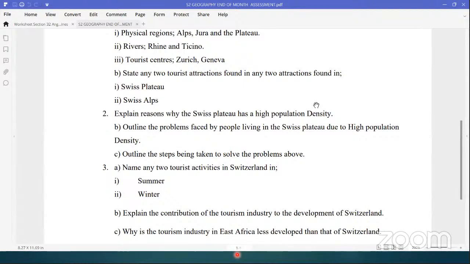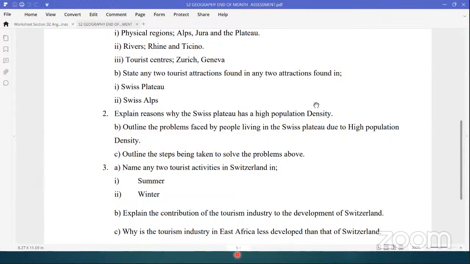Government spends a lot on people to provide social services. People are very many there. Therefore, the government spends a lot to provide social services to the people. Members, I beg that we leave that one at that and we quickly look at other questions.